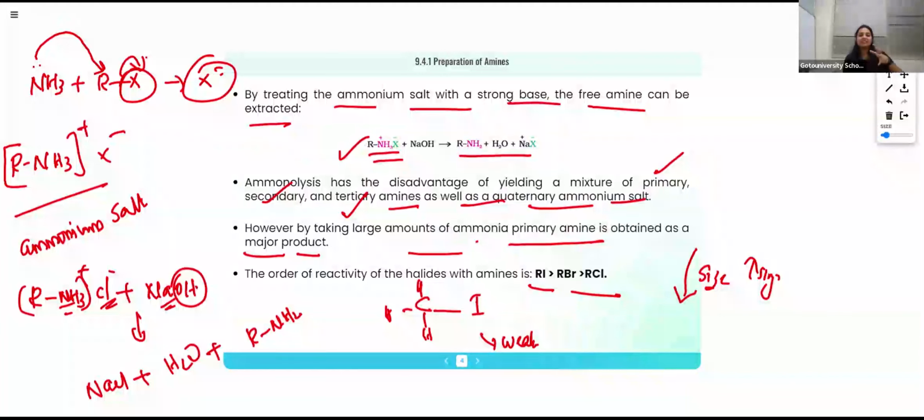Understood? When the size of the halogen is increasing, the bond becomes less strong. The bond becomes weak. When the bond becomes weak, it becomes easy to cleave. That's why this ammonia can attack. If the halogen is iodine, it will be easier to break this bond. It will be easier to attack this alkyl group. It will be easier to remove this halogen as X- ion.